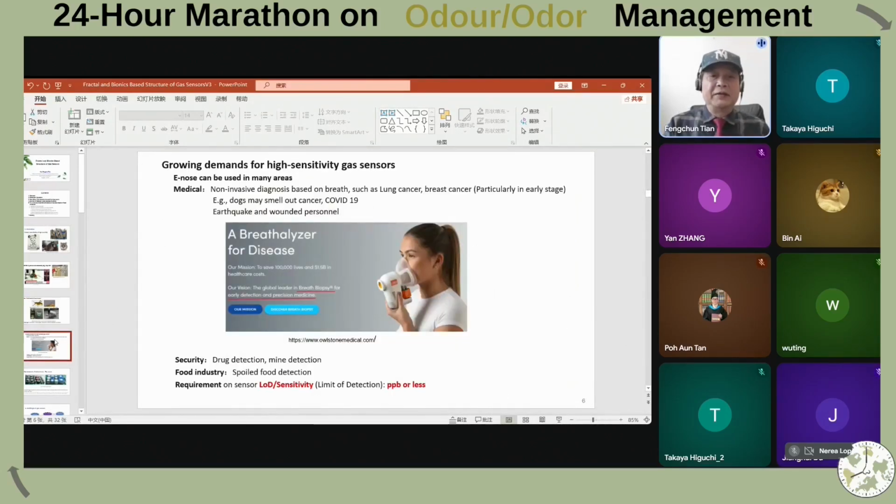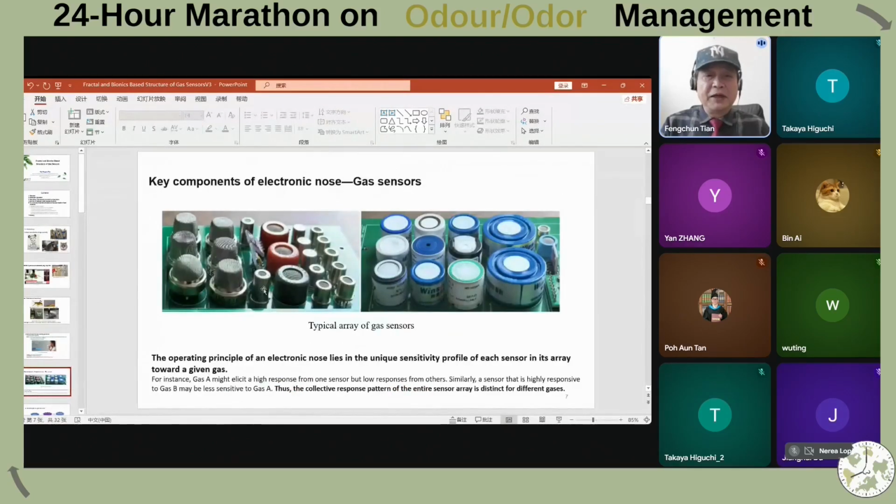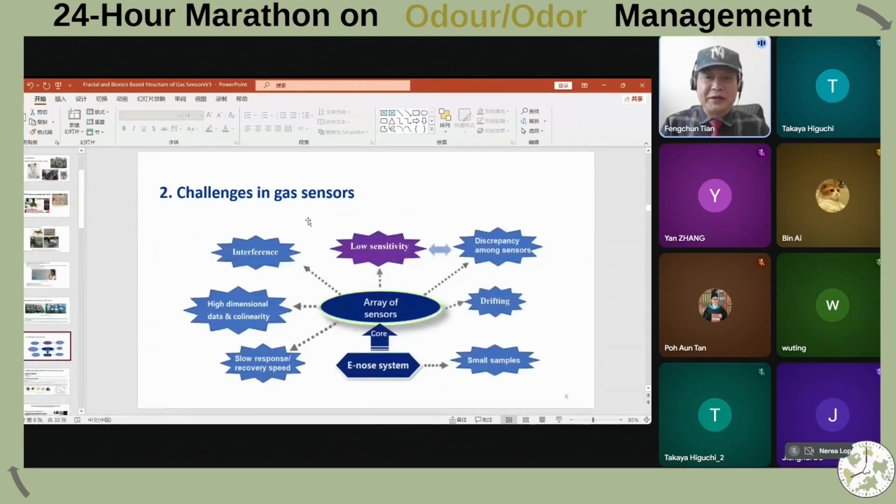And there are growing demands for high sensitivity gas sensors. I think there is a key requirement on the sensor, LOD or sensitivity. It should be in the level of ppb or even less. The key component of electronic nose is gas sensors, and there are many challenges in gas sensors, such as interference, low sensitivity, discrepancy, and so on. So my topic will focus on the low sensitivity issue.